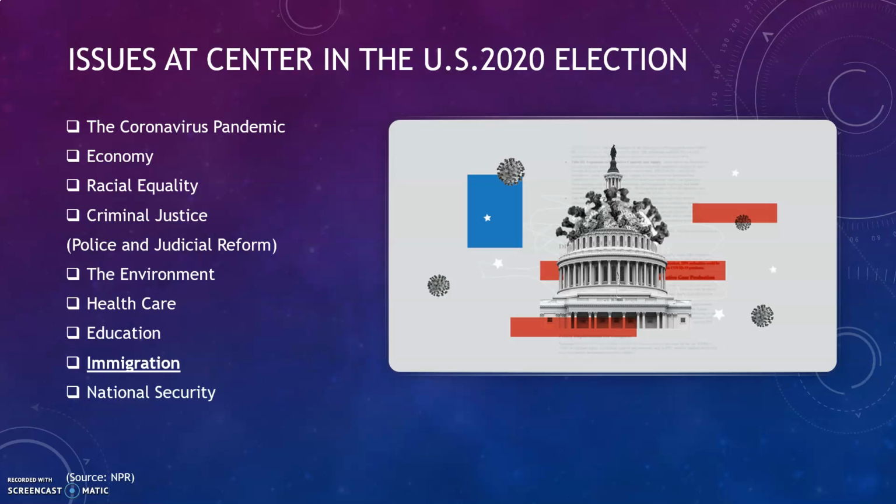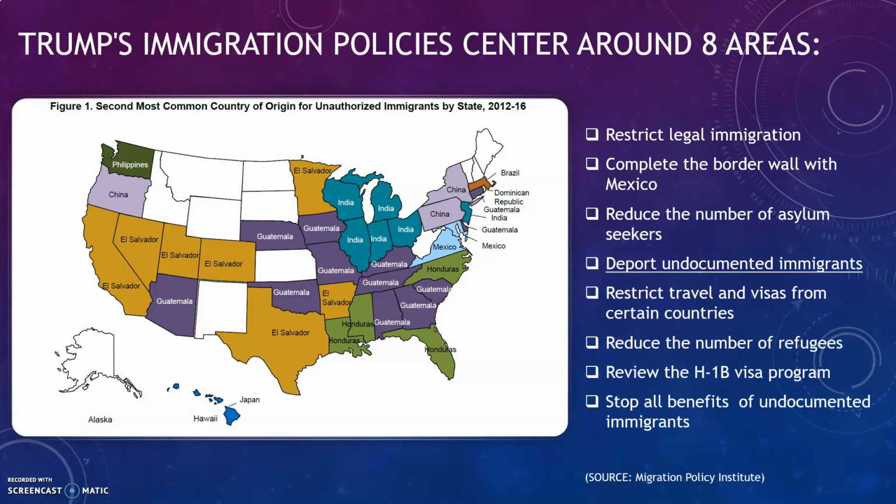First of all, let me consider the issues at the center of the United States 2020 election. These issues include the coronavirus pandemic, economy, racial equality, criminal justice reform, the environment, healthcare, education, immigration, as well as national security. These issues are at center stage during the discussions as well as voting matters in the United States 2020 election.